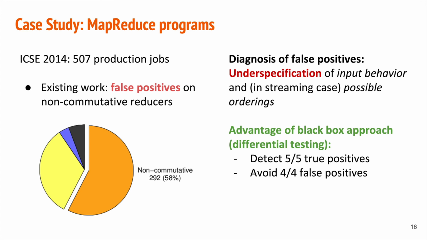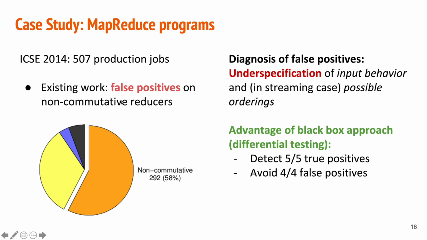So to say a little bit more about one of the case studies, for the MapReduce case study, what we did is we looked at this paper from ICSE 2014, which did a study of production MapReduce jobs, and in particular production reducers, user-written reducers. What they did is they looked at 507 production jobs, and they identified that actually a lot of custom reducers written by users are non-commutative, meaning that the output of the reducer depends on the input order.